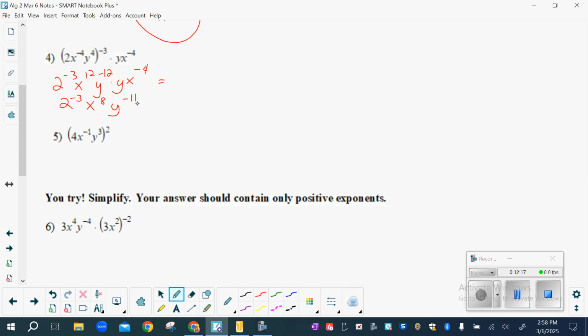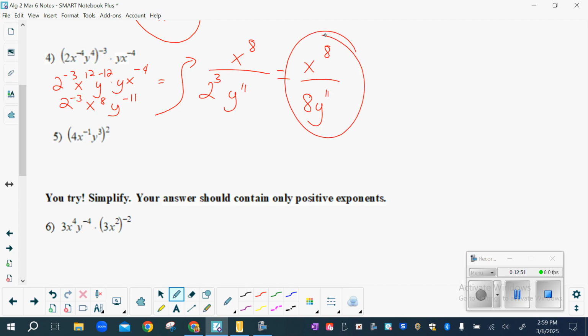Okay, so now we want to take care of those negative exponents. So we're going to write it as 1 over 2 to the 3rd. Where does the x to the 8th go? Does it stay on the top or the bottom? The x to the 8th, that exponent is positive. It stays on the top. And then the y to the negative 11th, what do we do with that? Bring it down to the bottom. So this would be x to the 8th over 8y^11. And that's your answer.